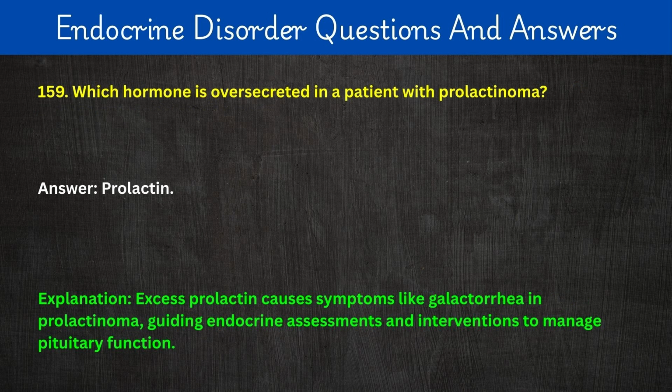159. Which hormone is oversecreted in a patient with prolactinoma? Answer: prolactin. Explanation: excess prolactin causes symptoms like galactorrhea in prolactinoma, guiding endocrine assessments and interventions to manage pituitary function.